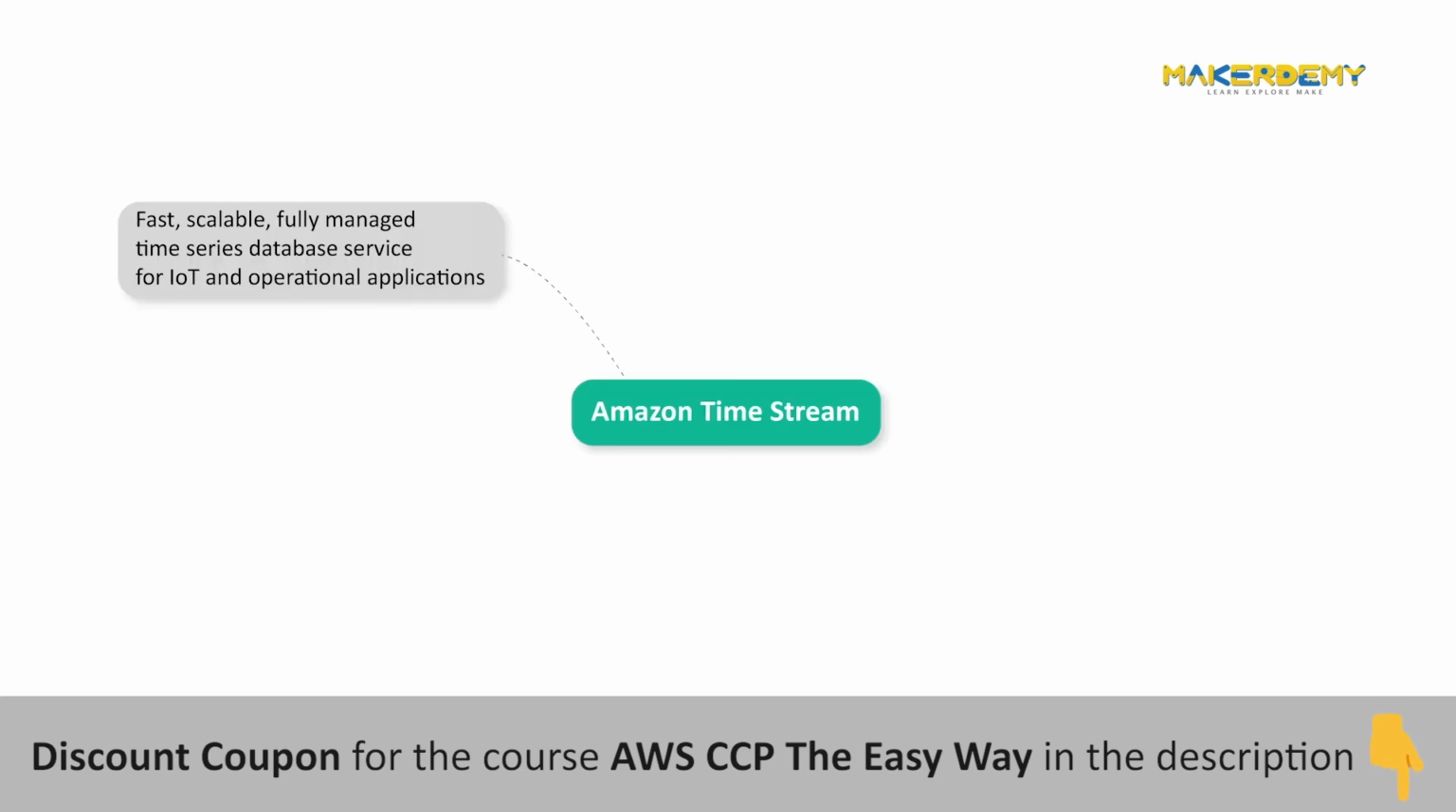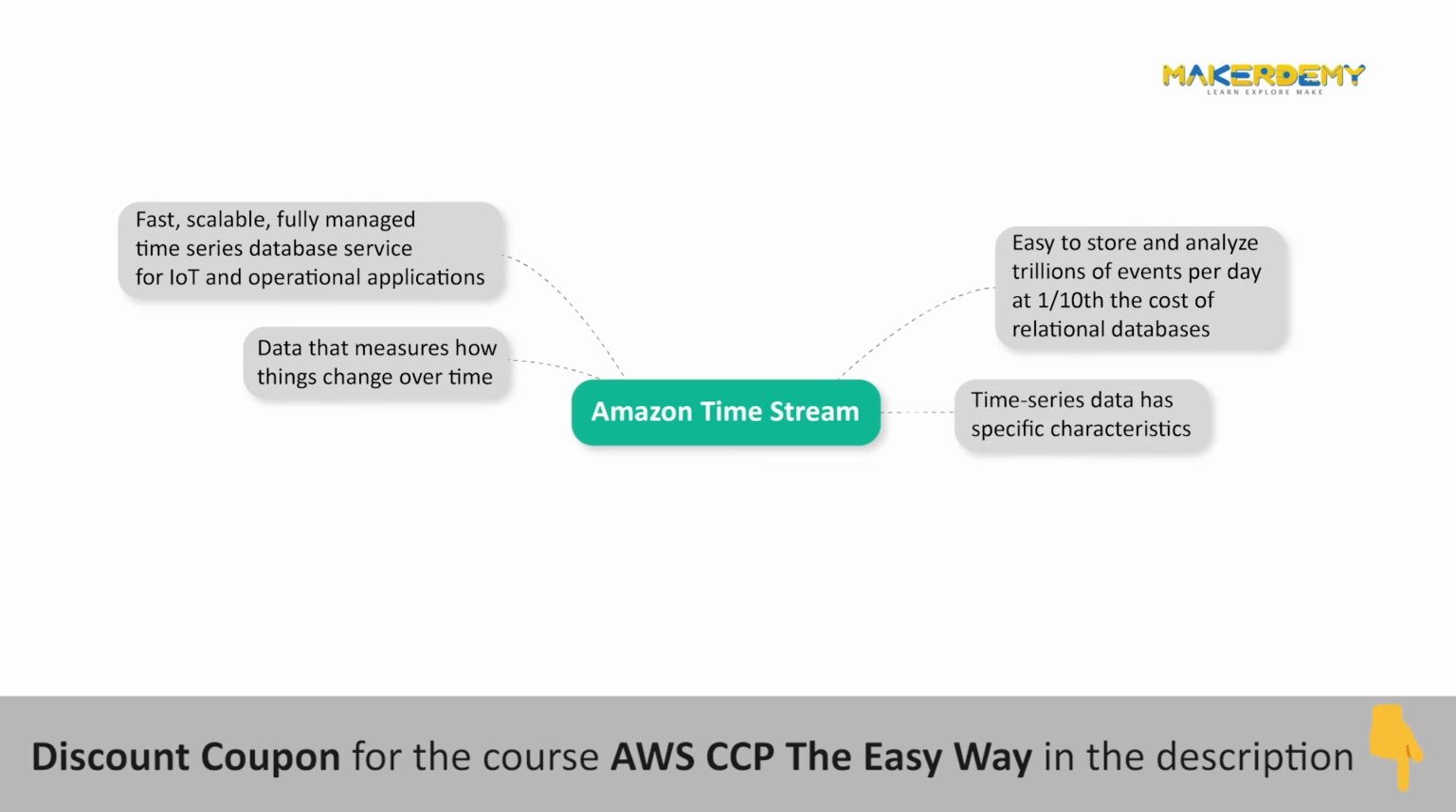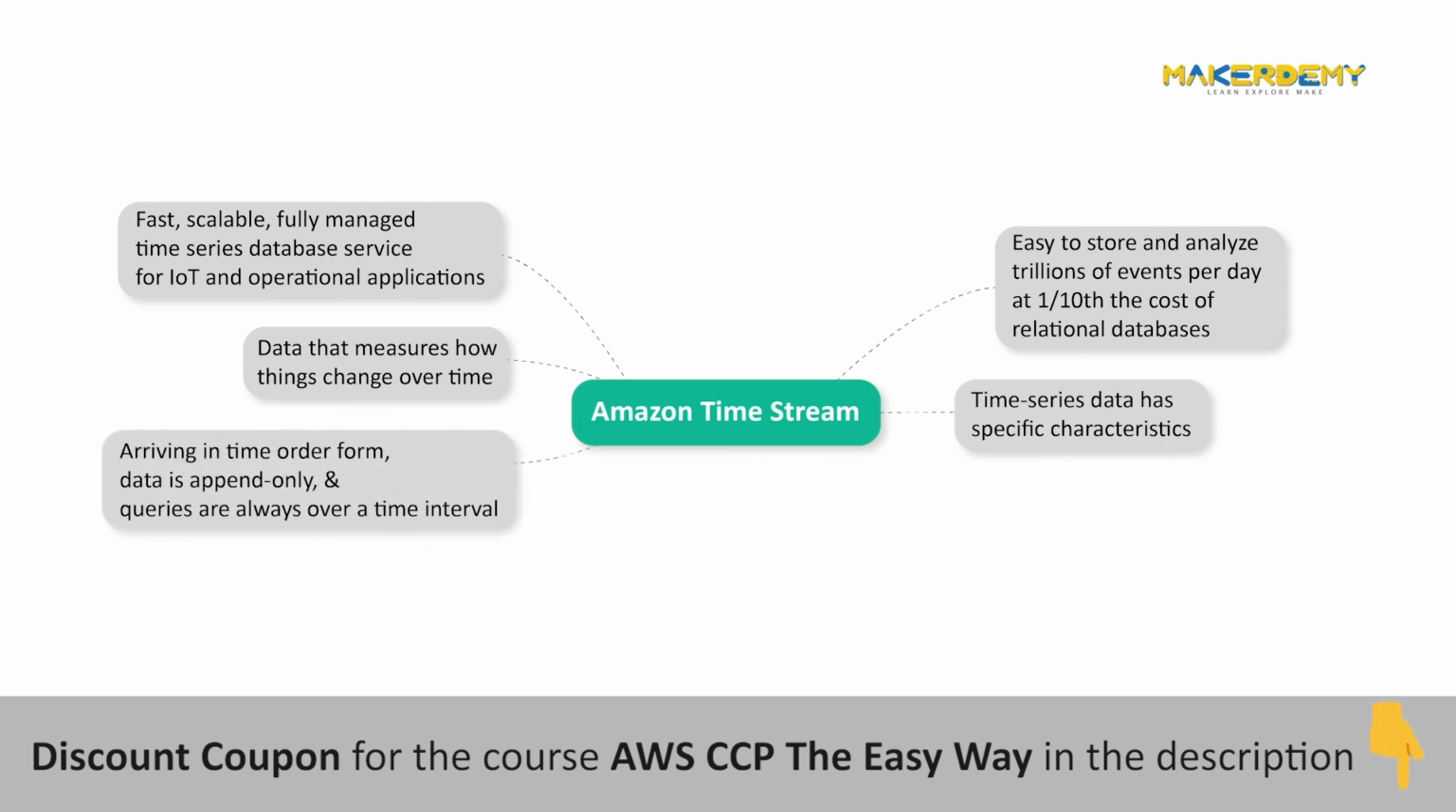This is a fast, scalable, fully managed time series database service for IoT and operational applications that makes it easy to store and analyze trillions of events per day at 1/10 the cost of relational databases. Driven by the rise of IoT devices, IT systems, and smart industrial machines, time series data, which measures how things change over time, is one of the fastest growing data types. Time series data has specific characteristics such as typically arriving in time order form, data is append only, and queries are always over a time interval.